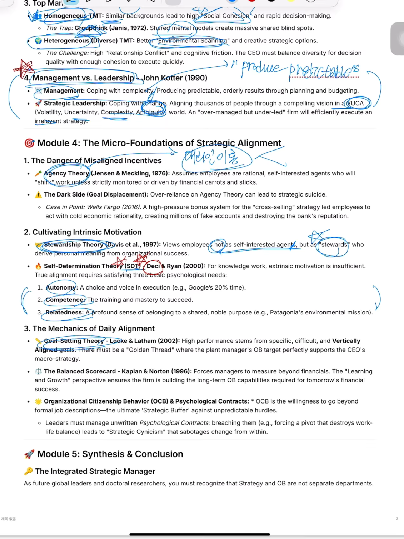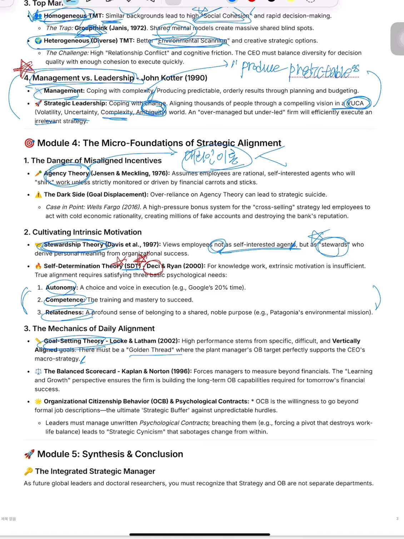So if the CEO's strategic goal is sustainability and carbon neutrality, but the plant manager's individual goal is maximum production volume and minimum cost, the golden thread is broken. The OB of the plant managers is actively fighting the strategy of the CEO. This is why tools like the balanced scorecard, Kaplan and Norton's card, are so critical for modern management.